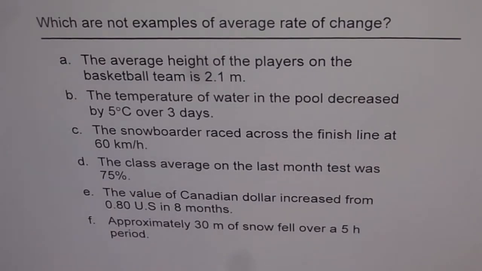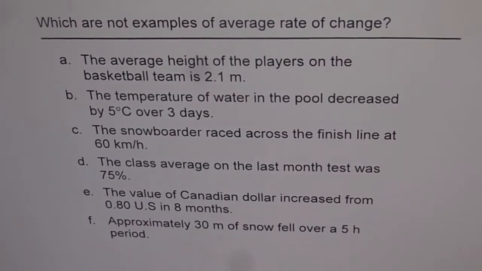The first one is, the average height of the players on the basketball team is 2.1 meters. Does it represent average rate of change or not? That is the question. Second is, the temperature of water in the pool decreased by 5 degrees centigrade over 3 days. C is, a snowboarder raced across the finish line at 60 kilometers per hour. D is, the class average on the last month test was 75%.